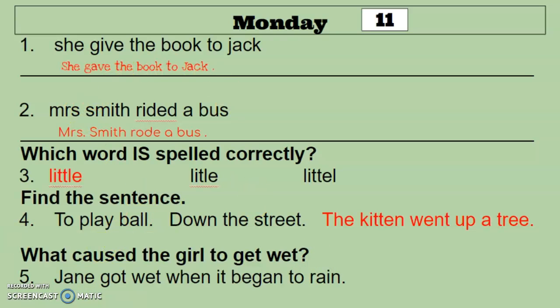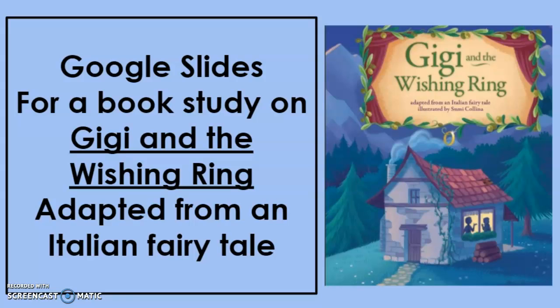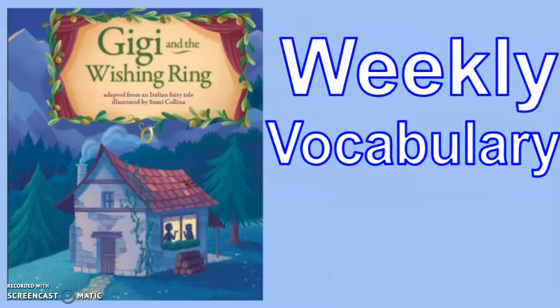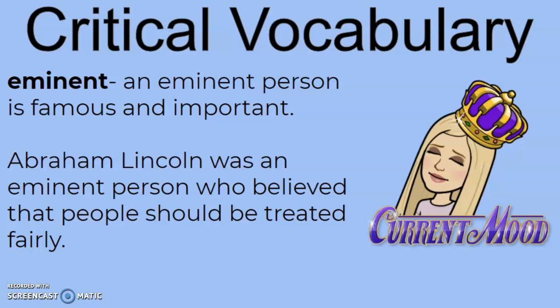Okay? So now we're going to talk about our story for this week. Our story for this week is called Gigi and the Wishing Ring. It is adapted from an Italian fairy tale, and it's illustrated by Sumi Colina. So let's go ahead and talk about our vocabulary words.